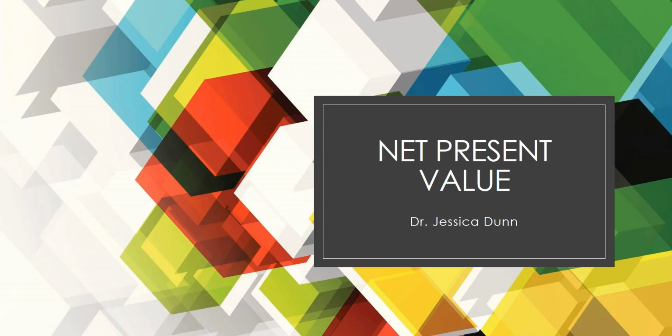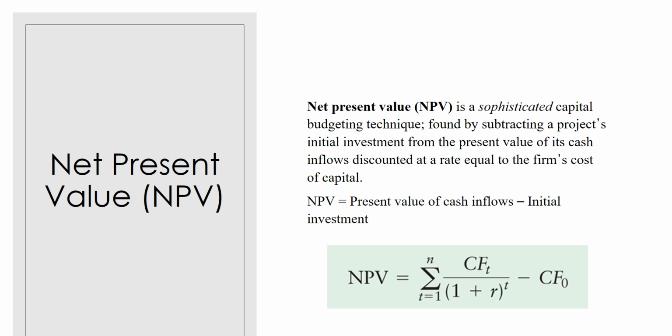We're going to continue our discussion of capital budgeting techniques with a focus on net present value. Net present value is a sophisticated capital budgeting technique. This is the method that is used by most large companies, and it does take into account time value of money. Hands down, net present value is the best criteria for evaluating projects.